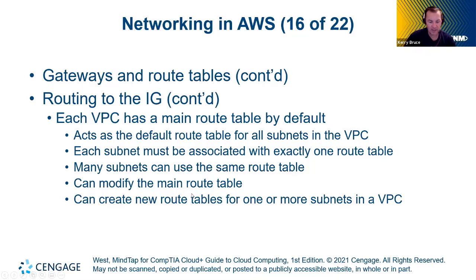You can modify the main tables. You can create your own route tables and have them supersede. Right? So you can control a lot of this after the fact if you wanted to. Each subnet has to be associated to a routing table. So for every subnet that you create, you have to have a routing table. It uses a default routing table, and then you can modify it on a per subnet basis.